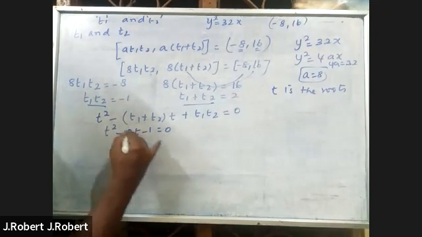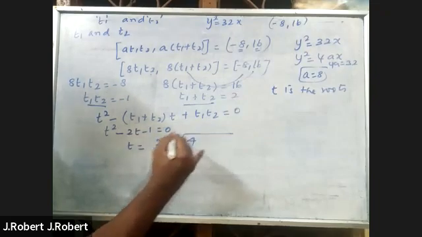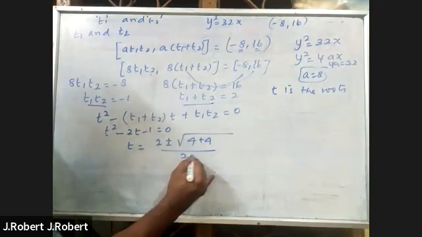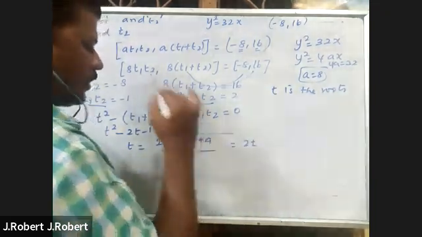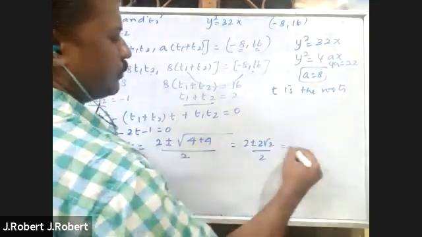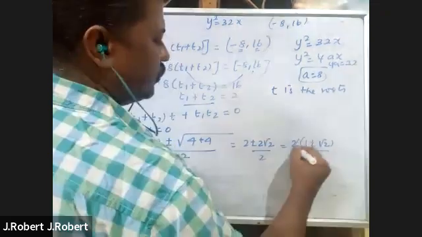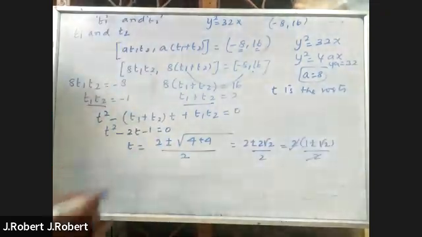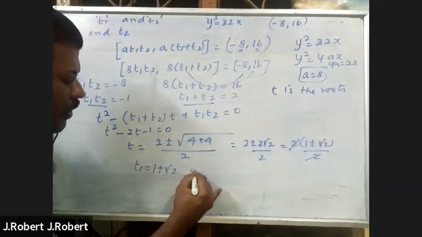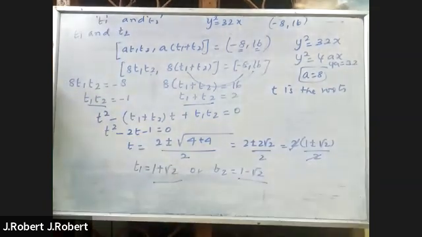Therefore, we have t is equal to minus b, that is plus 2, plus or minus square root of b square. 2 square is 4. Minus 4 becomes plus 4, divided by 2, which is equal to 2 plus or minus square root of 8. Square root of 8 can be written as 2 root 2, divided by 2. If we take 2 common, 1 plus or minus root 2 divided by 2, the 2 cancels. So t1 is equal to 1 plus root 2 and t2 is equal to 1 minus root 2. These are the values of t1 and t2.